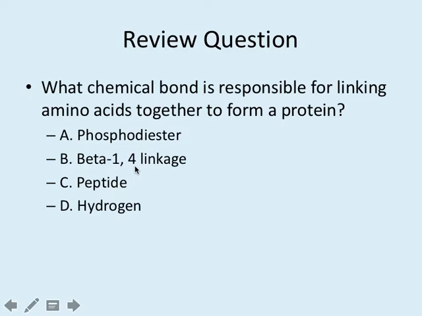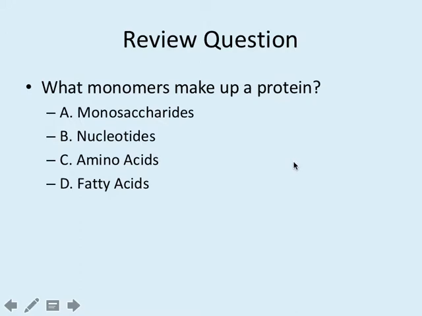So what chemical bond is responsible for linking amino acids together to form a protein? Peptide. Nice job. Peptide. Okay. This is carbs. That's pretty much found everywhere. And that is nucleic acid. What monomers make up a protein? C. Amino acids. Okay. This is nucleic acids. What's monosaccharides? Carbs. And then we're going to get to lipids here.